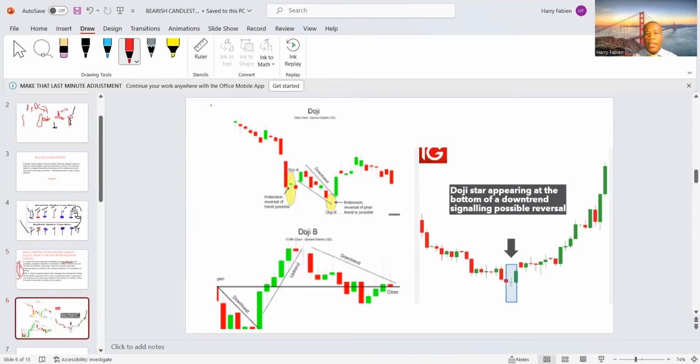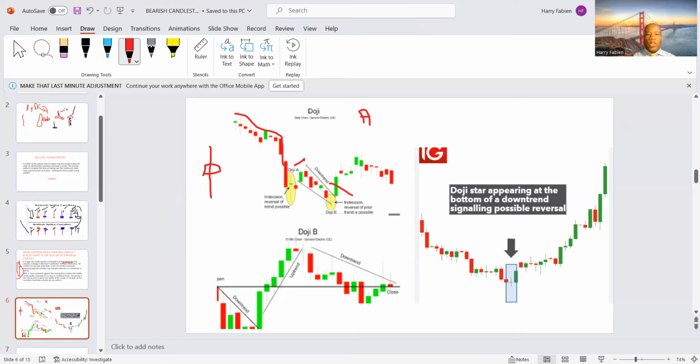Let me show you here. You see, those are the doji. We call that the doji A. Here we have selling pressure, where price has been going down. Whenever you see this doji here, it gives you a signal that price will continue the downtrend. You see this doji, it has a long tail and a small body in the middle.